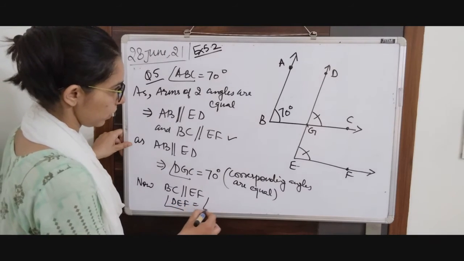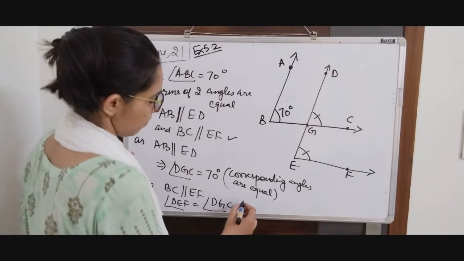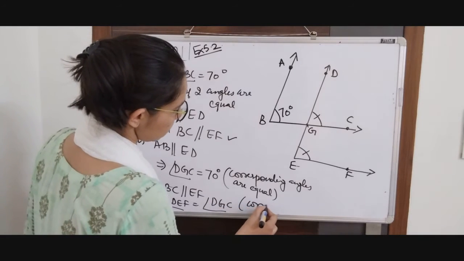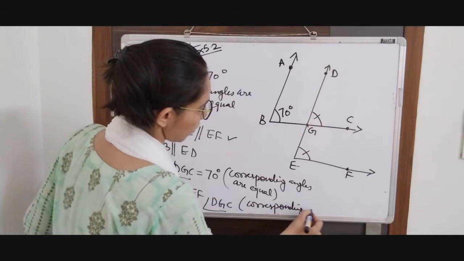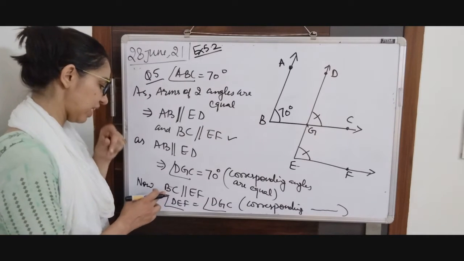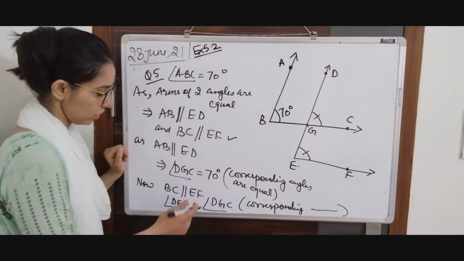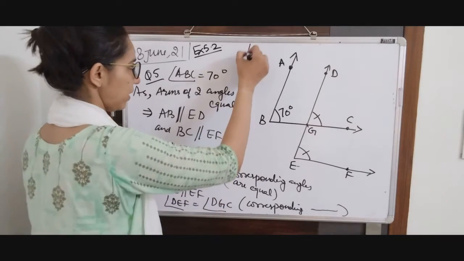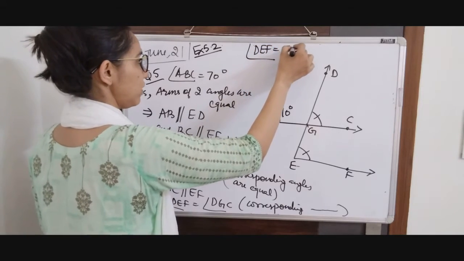So here, DEF is going to be equal to DGC because corresponding angles are given and lines are given to us as parallel. Corresponding angles are equal. Lines already given to us, they are parallel. So angle DEF is equal to DGC, which was 70 degrees. So I am writing here, your DEF is going to be 70 degrees.